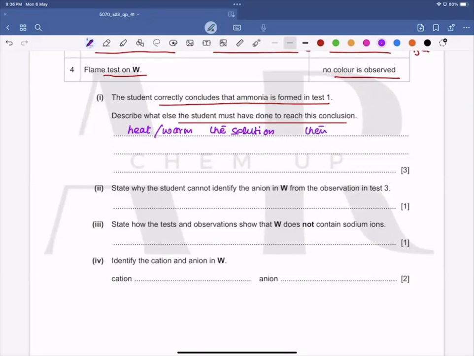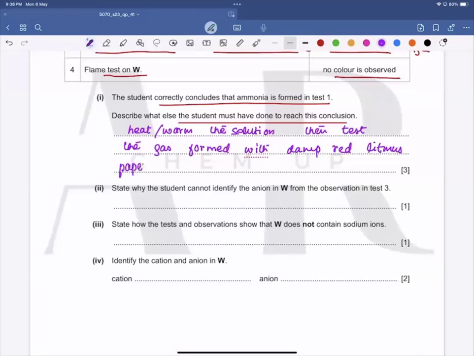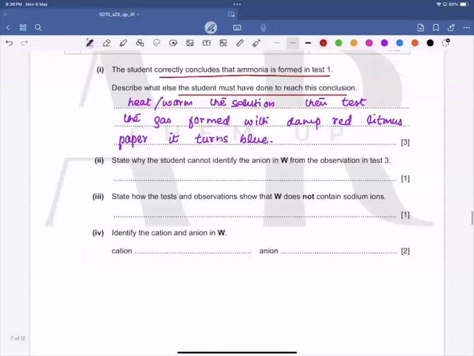Then test the gas formed with damp red litmus paper. It turns blue, and this observation, the turning of red litmus paper blue, shows that ammonia gas is present.